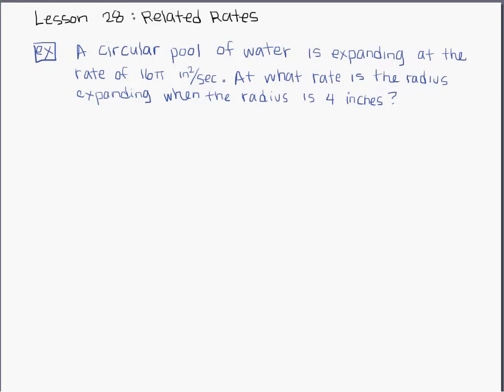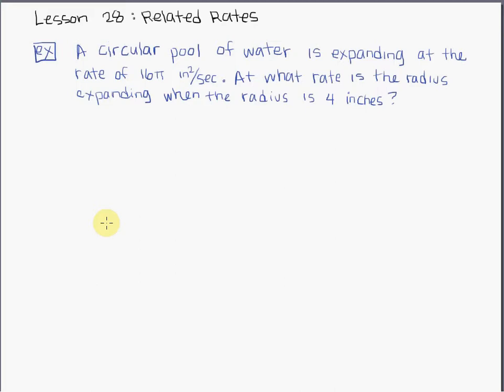So starting out, let's take this example. A circular pool of water is expanding at a rate of 16 pi inches squared per second. At what rate is the radius expanding when the radius is 4 inches? Okay, so first of all, what you're doing with related rates problems is there's an equation relating two or more variables. And when these variables change with respect to time, you need to use those derivatives to determine how the rates of change are related to each other.